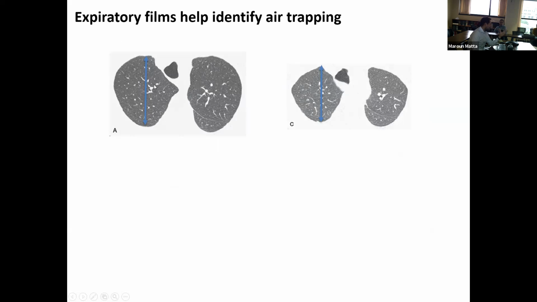So the air is black, and it's going to have more density of the vasculature. It's going to look more hyperdense, but it's going to look homogeneously hyperdense.